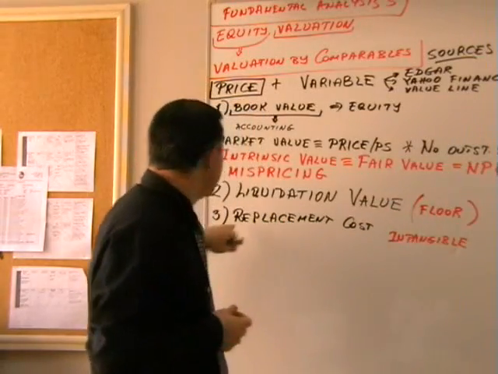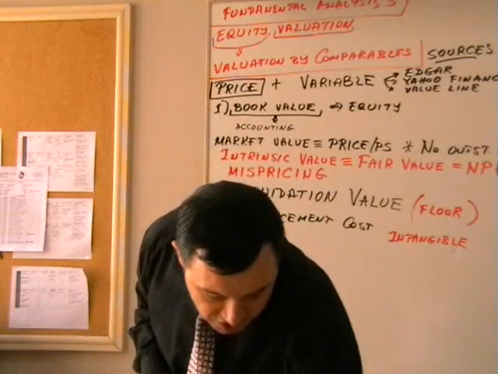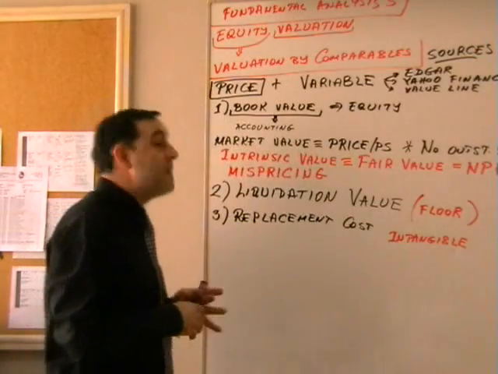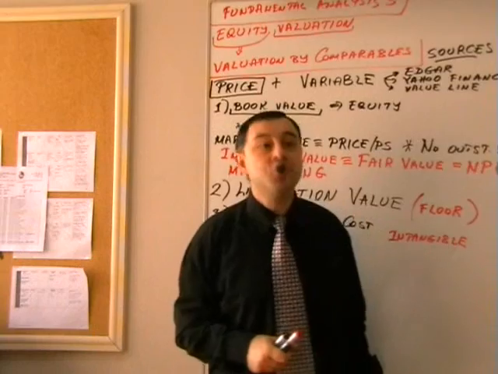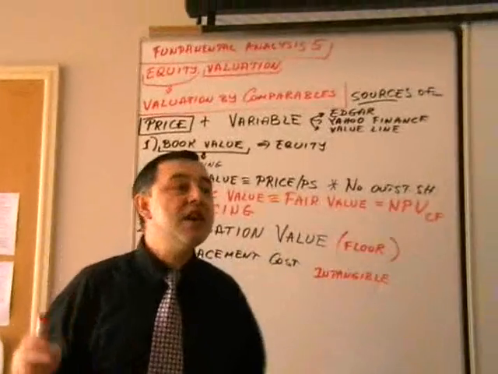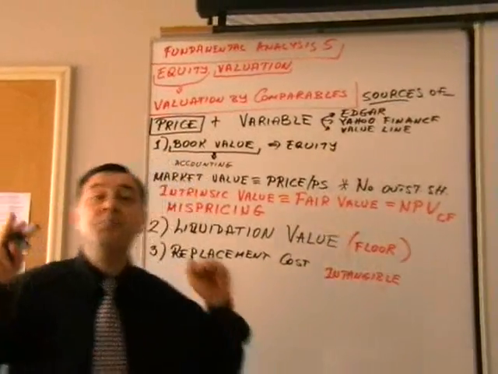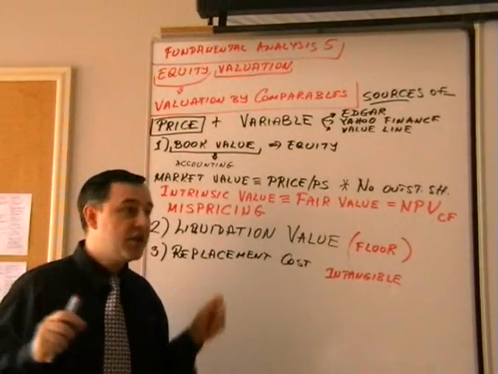Alright? Is that fairly clear? Replacement cost. So these are three fundamental methods. They're not great, but they give first ballpark ideas. Alright?